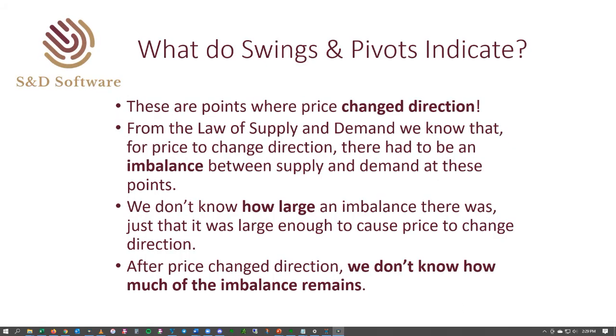Now that we've talked about the definition of swings and pivots, what does it mean? These are points where price changed direction. For supply and demand, we know that for price to change direction, there was an imbalance there. We don't know how large that imbalance is, and we don't know how much remains. This is what swings and pivots tell us about price action and what supply or demand may be left behind.